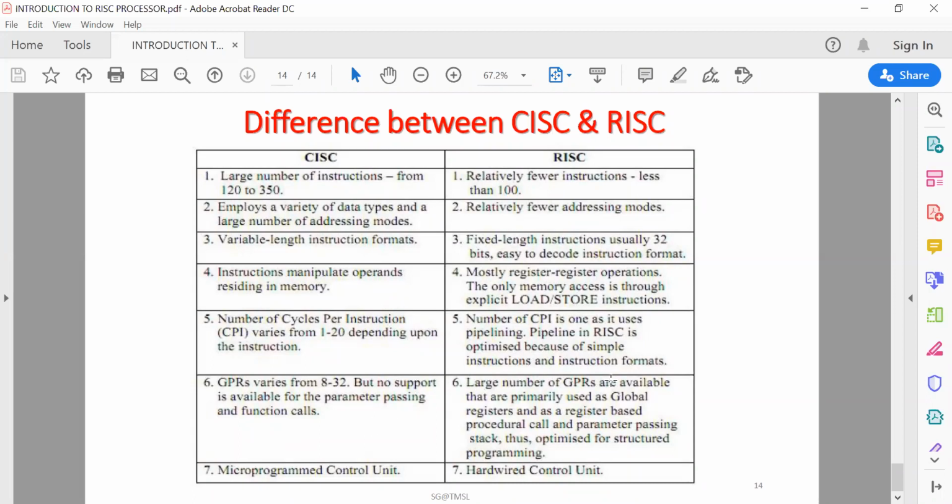In RISC, a large number of general purpose registers are available that are primarily used as global registers and as a register based procedure call and parameter passing stack that is optimized for structured programming. Lots of registers are involved. And CISC has a microprogram control unit, but RISC has a totally hardware control unit. There is no microprogram control unit. So this is the difference between CISC and RISC, and that is the brief introduction to the RISC processor. That's all for today. If you have any queries, you can ask me now.